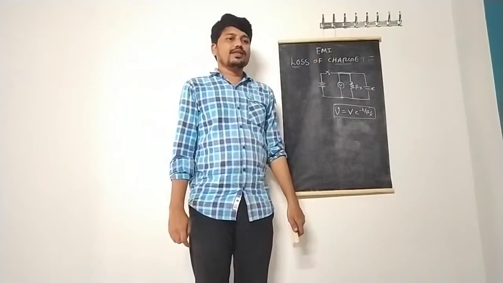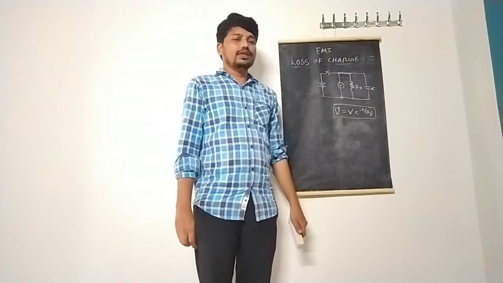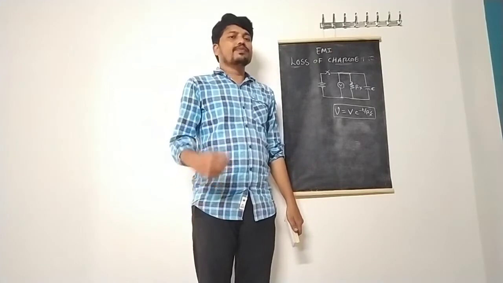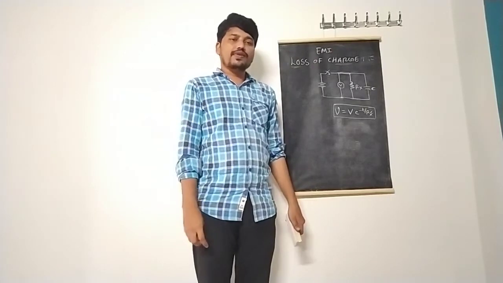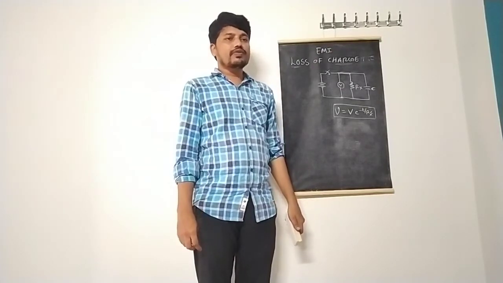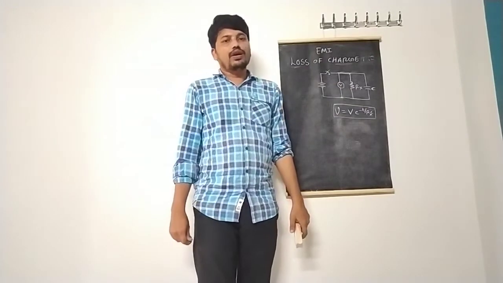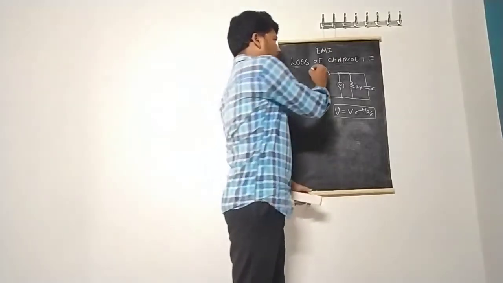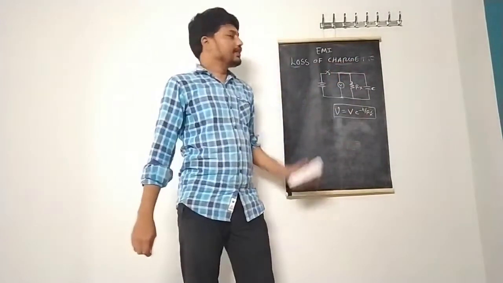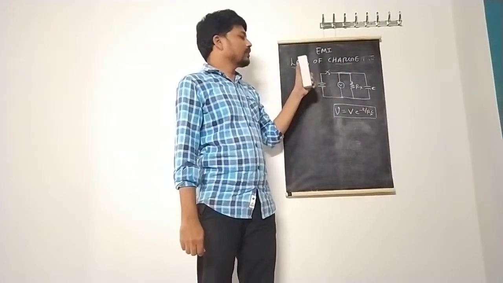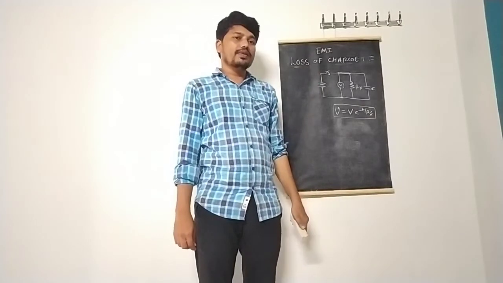In the previous classes, we discussed various types of resistance methods, as well as the Kelvin double bridge method and the sensitivity of the Wheatstone bridge method. Today we are going to discuss the loss of charge method. This is the method which comes under the high resistance bridge measurement.